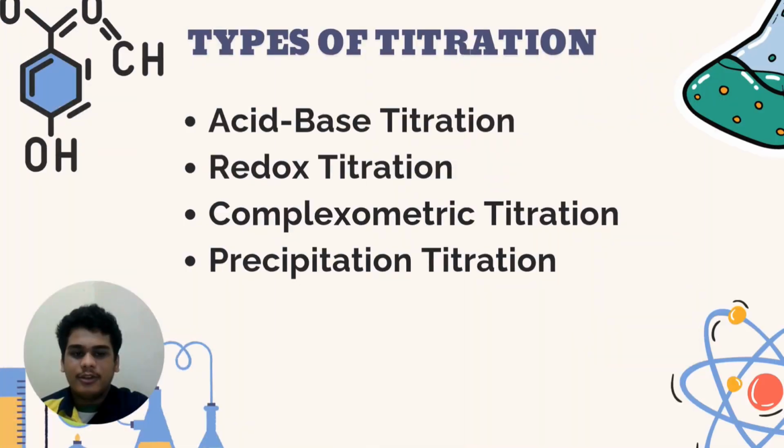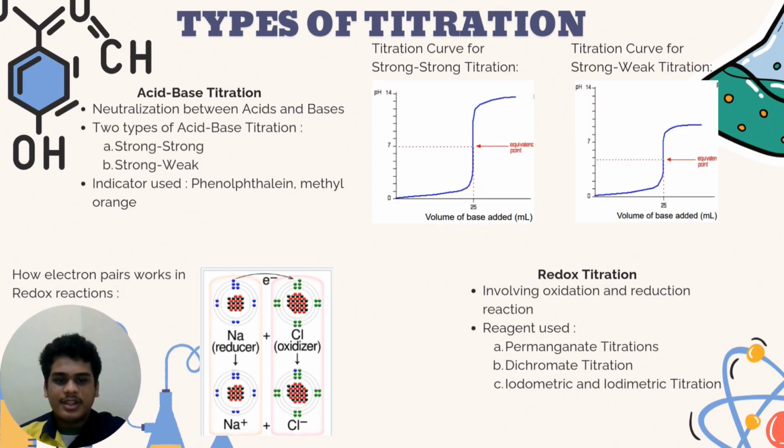There are mainly 4 types of titration, that is, acid-base titration, redox titration, complexometric titration, and precipitation titration. Well, let's jump right into them. The first type of titration is acid-base titration. It is the neutralization between acids and bases to produce salt and water. There are 2 types of acid-base titration, strong versus strong and strong versus weak.